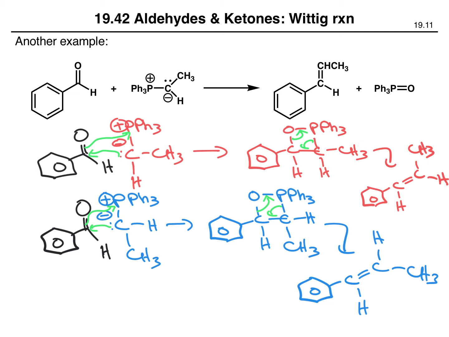So the advantage of this reaction over other ways of making alkenes is that it is regiospecific. You know exactly where the double bond is going to be. The disadvantage, though, is that it is not stereoselective.